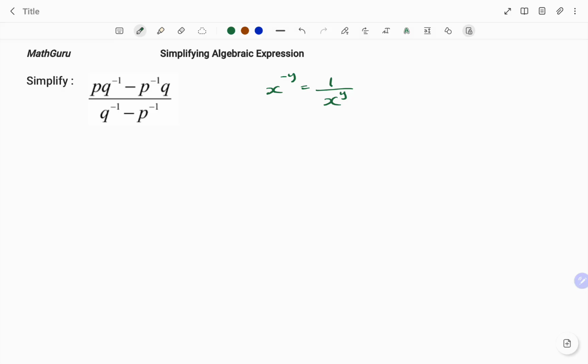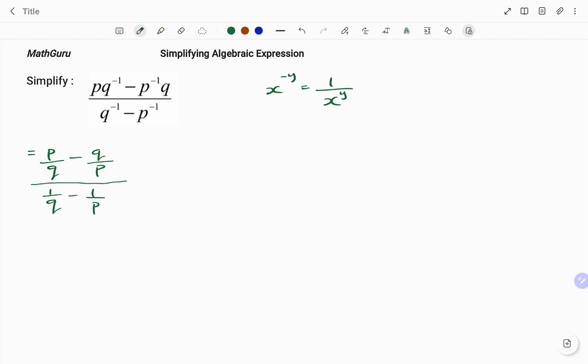So if I rewrite the expression, I'm going to have p times q to the power of negative 1 becomes 1 over q, which is the same as p over q, minus, then p to the power of negative 1 will be 1 over p. So I have that as q over p, all divided by, I'm going to use a long fraction bar, q to the power of negative 1, that's 1 over q, minus 1 over p.